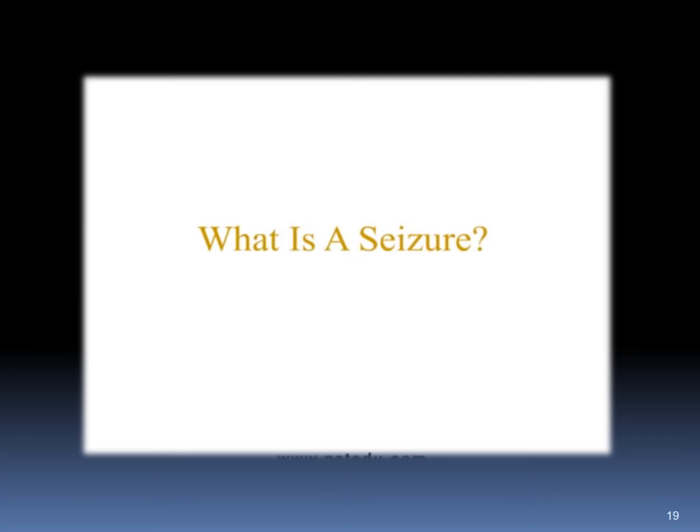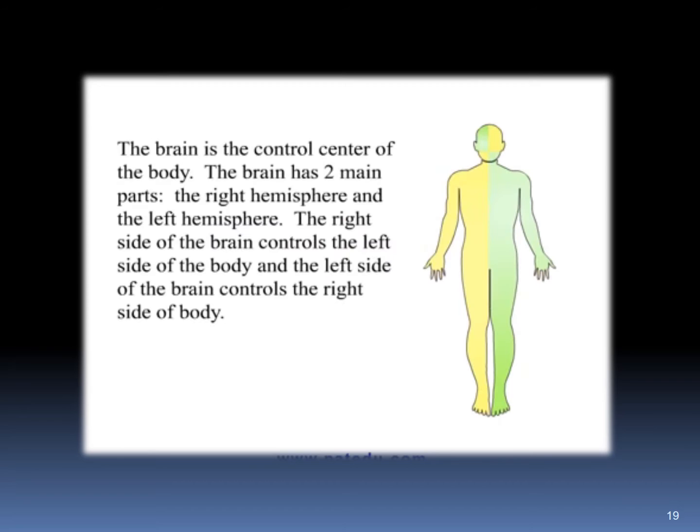What is a seizure? The brain is the control center of the body. The brain has 2 main parts, the right hemisphere and the left hemisphere. The right side of the brain controls the left side of the body, and the left side of the brain controls the right side of the body.